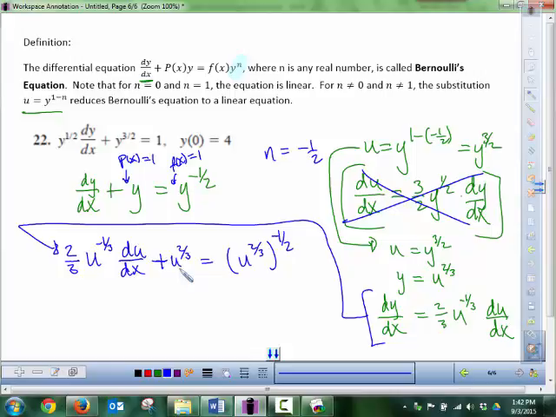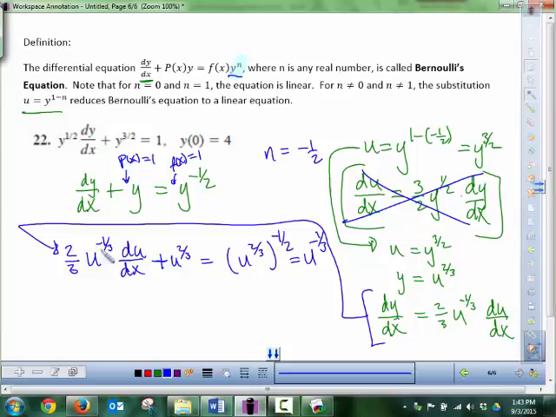Okay, now the whole point of this substitution is to actually make it look like a first-order linear differential equation. The original problem was not a first-order linear differential equation, but hopefully this will be after we simplify it out. So let me first simplify the right-hand side. This looks like it's going to be u to the negative 1/3. I just multiply the powers, right?